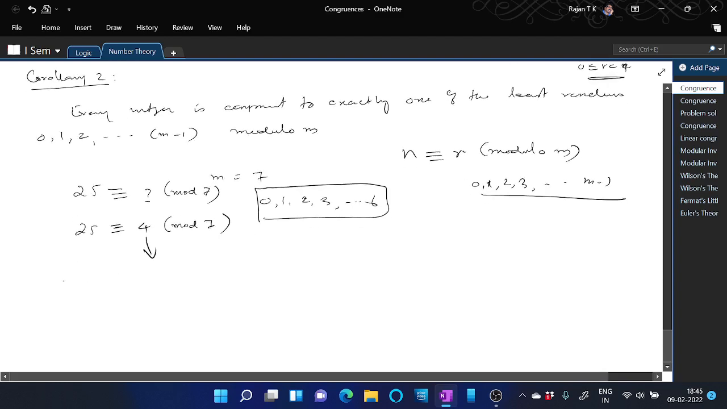Now, another result or a problem under this category is: prove that no prime of the form 4n plus 3 can be expressed as the sum of two squares.